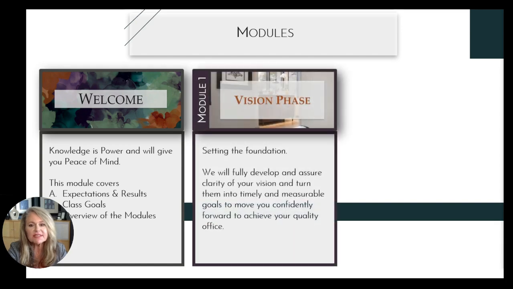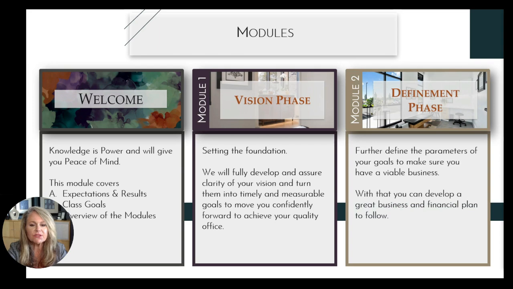The next module is the vision phase, and it's setting the foundation. We will fully develop and assure clarity of your vision and turn it into timely and measurable goals so you move confidently forward to achieve your quality office. Next is module 2. This is the definement phase. This is where we further define the parameters of your goal to make sure you have a viable business. With that, you can develop a great business and financial plan. It is definitely the meatiest module.